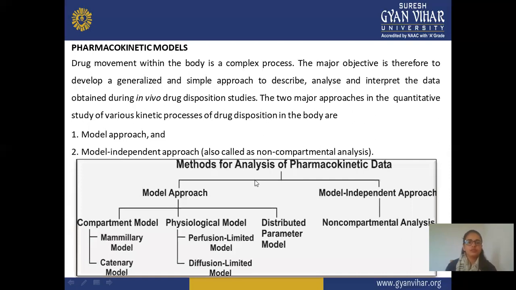In pharmacokinetic models, different pharmacokinetic models are available. Drug movement within the body is a complex process. The major objective is therefore to develop a generalized and simple approach to describe, analyze and interpret the data obtained during in vivo drug disposition studies.